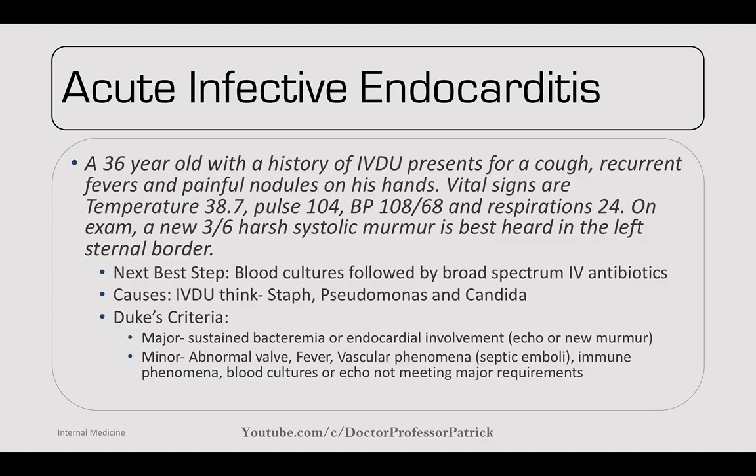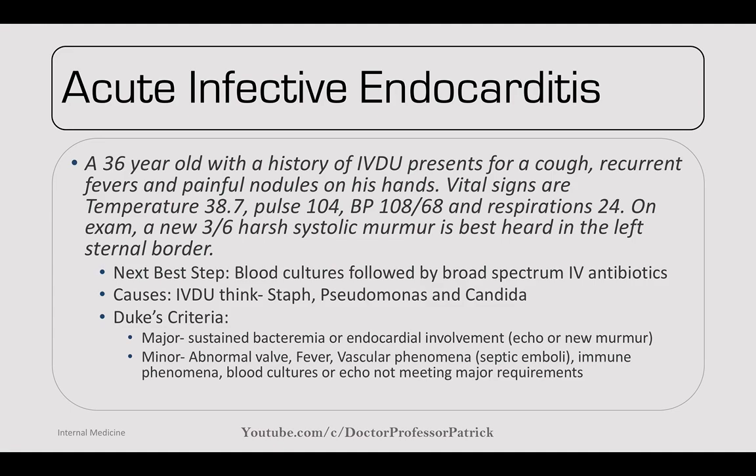Next up, we've got acute infective endocarditis. So this is commonly a younger person that has a history of IV drug use. So they can present with a cough, recurrent fevers, and painful nodules on their hands, or Osler's nodes. Their vital signs are usually increased temperature, tachycardic, a little bit hypotensive, and increased respirations.